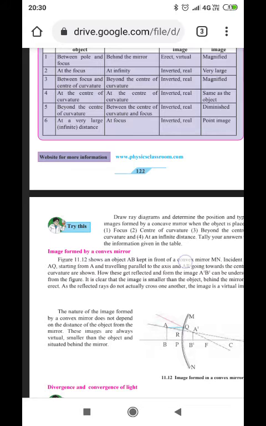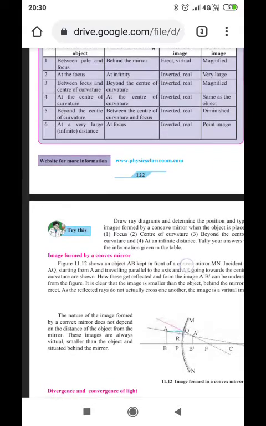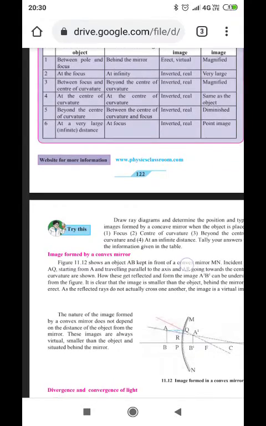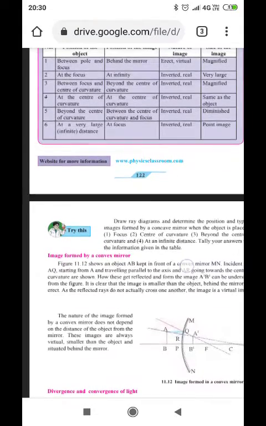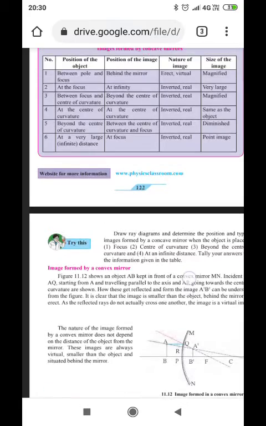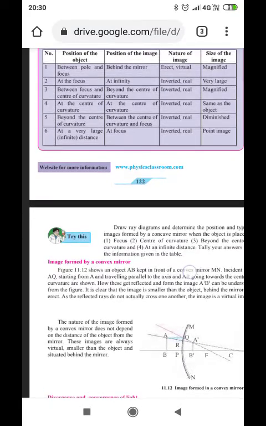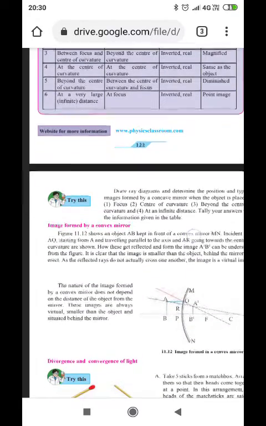And when the object is placed at a very large distance, say at infinite distance, then the image formed will be exactly on the focus, and the nature of the image will be inverted and real, and the size of the image will be point image.